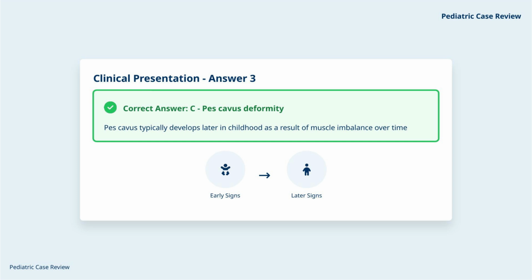Pes cavus deformity. While infants and toddlers with Charcot-Marie-Tooth may present with delayed motor milestones, hypotonia, and decreased reflexes, the characteristic foot deformities like pes cavus typically develop later in childhood as muscle imbalance becomes more pronounced with growth and development. Foot deformities usually become evident between 5 and 15 years of age.